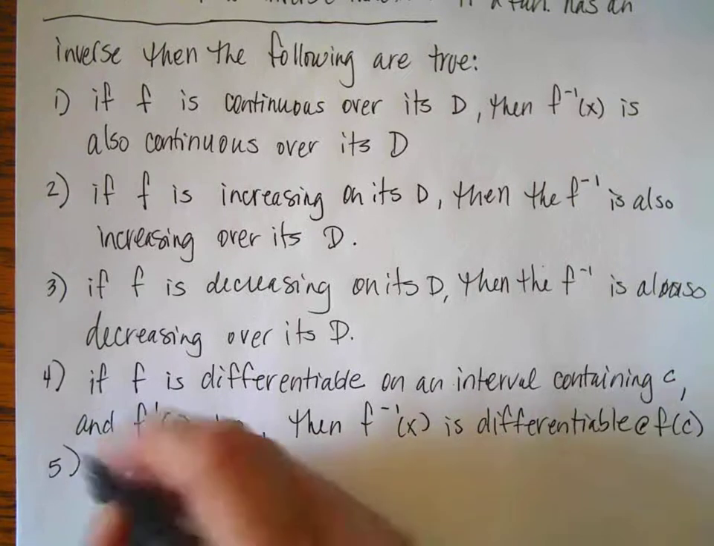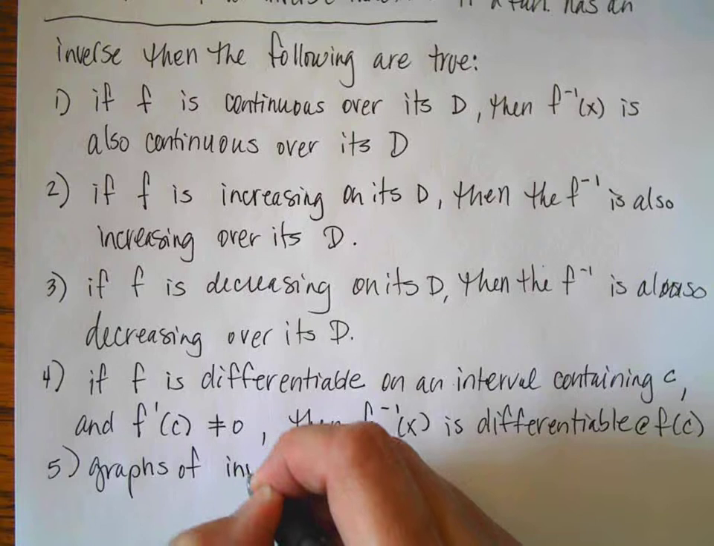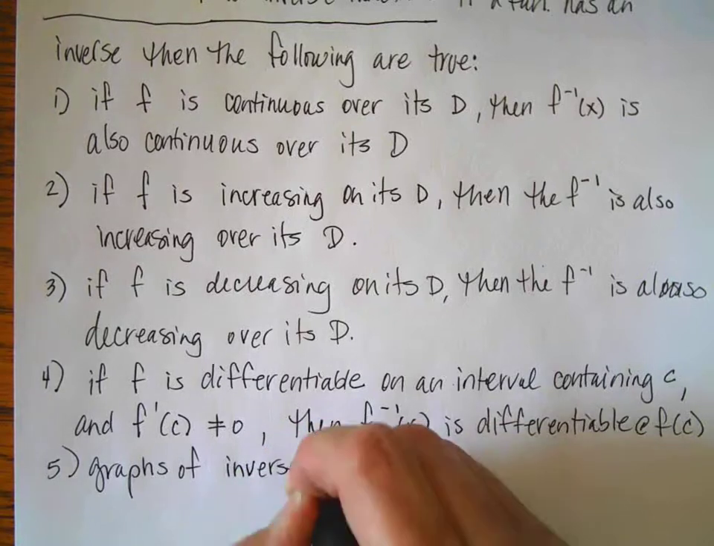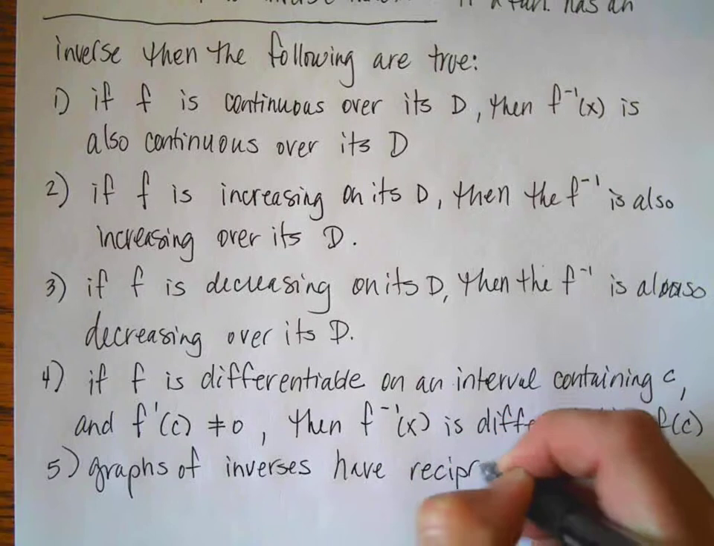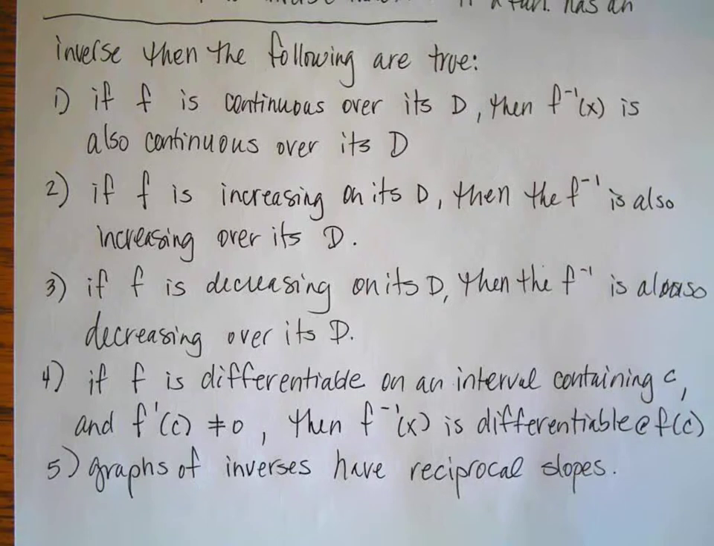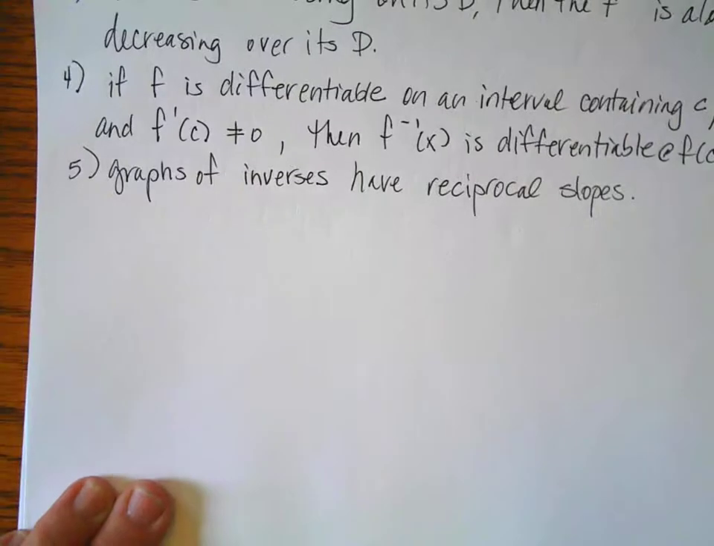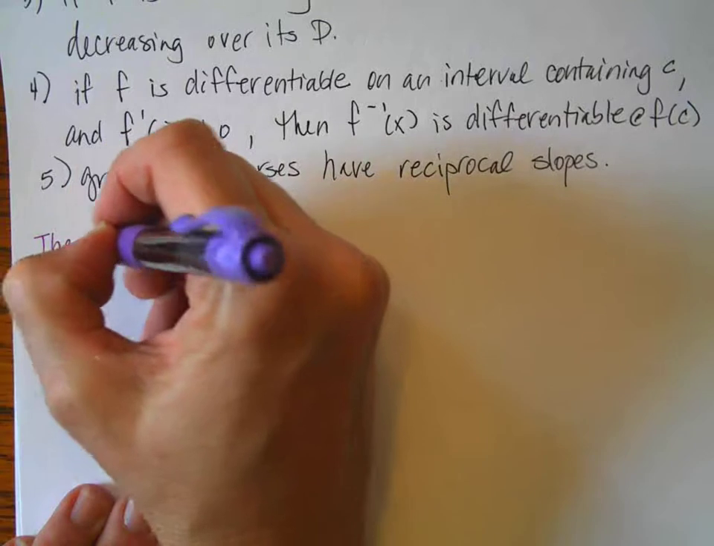Alrighty, the last one says that graphs of inverses have reciprocal slopes. So if I have the graph of a function and the graph of g, its inverse, those two functions have reciprocal slopes.